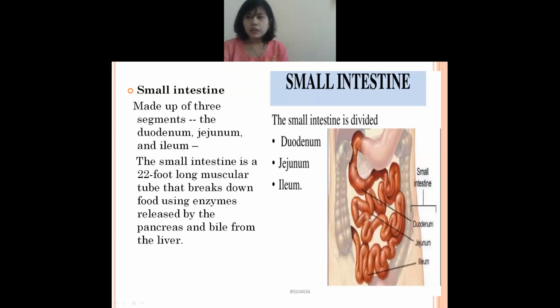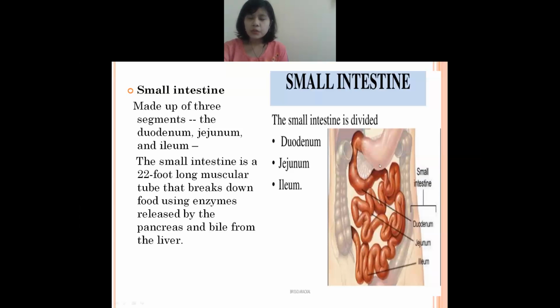And we can find that the small intestine is convoluted. Convoluted means what? They are coiled. They are twisted around each other. You can say they are not straight. So this is about the small intestine.